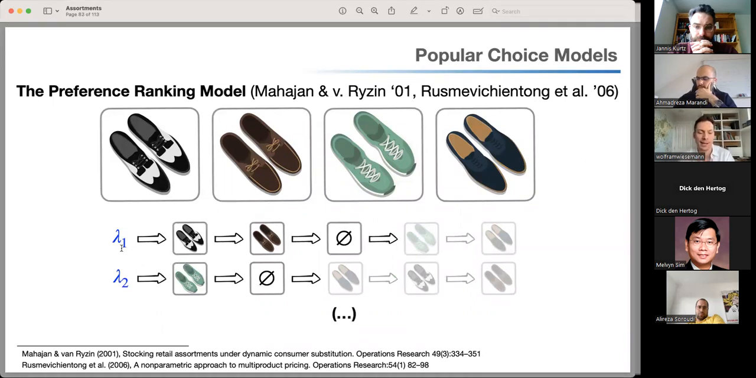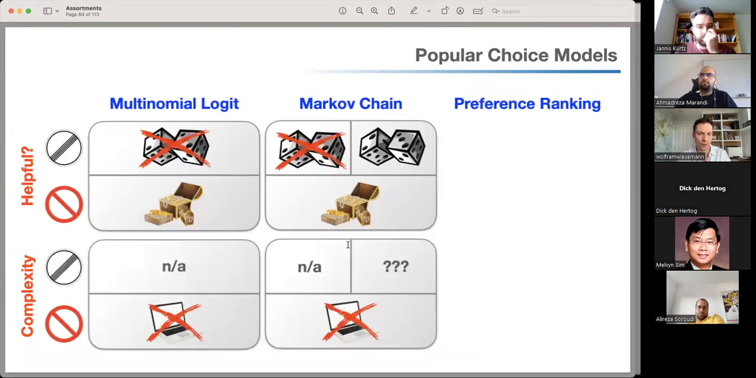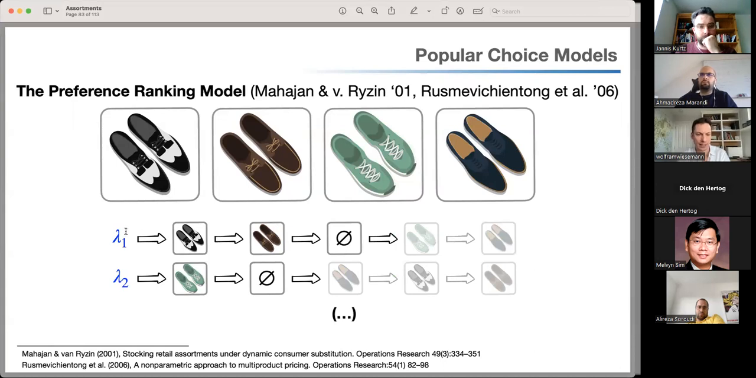Now let's assume a customer comes in with preference ranking k equals 1. Then this preference ranking tells us that the customer is most interested in those white shoes. So if they are part of our assortment, the customer will buy the white shoes and leave our store. Otherwise, she will try to buy the brown shoes if they are available. And in this particular case, if the brown shoes are not available either, the customer will leave our store and exercise her outside option. Now, if we look at a robust preference ranking model, what we do is we assume that those probabilities here are uncertain and they are part of an uncertainty set.